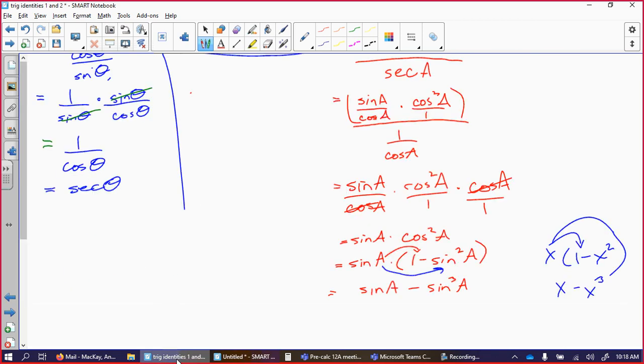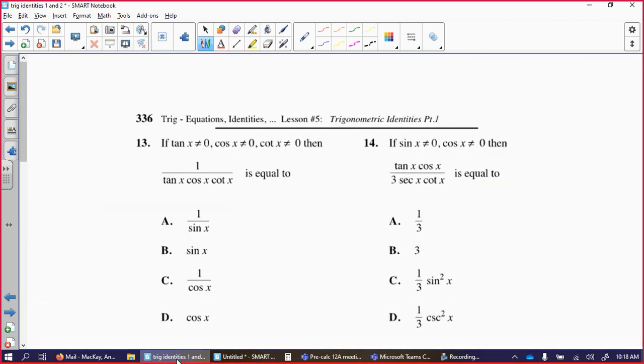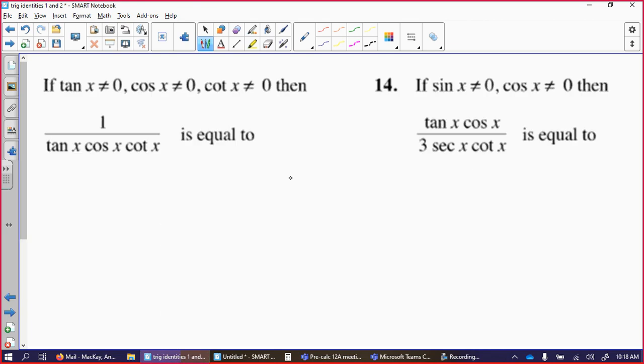But all right, so 13 and 14. Oh, look at this fun stuff. Oh, I love it. 1 over all of this mess. Oh dear. Well, normally when you do identities, it's not necessarily about what the restrictions or non-permissible values are.